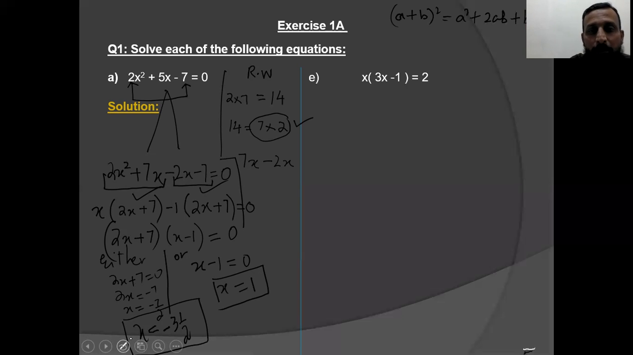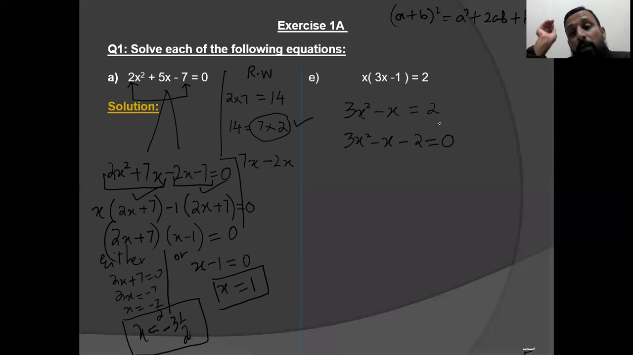This is part E of the same question. Now in this case, we can see they have given you two factors, x and 3x minus 1 is equal to 2. So what you need to do, first you need to multiply them, open up the bracket, 3x squared minus x equals 2. Remember that whenever you are asked to solve a quadratic equation, you need to make it equal to 0, right? So bring this 2 on this side, 3x squared minus x minus 2 is equal to 0.